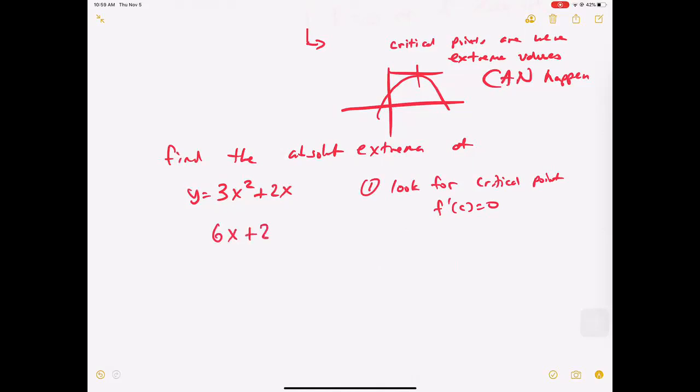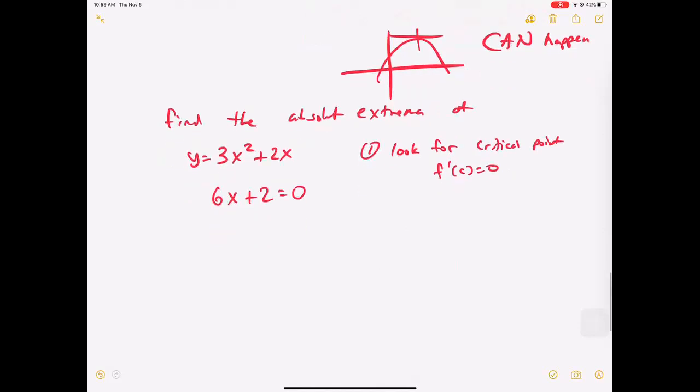6x plus 2 is equal to 0. Okay, 6x plus 2 is equal to 0. Solve for x. Minus 2, minus 2. 6x equals negative 2. Divide by 6, divide by 6. x equals negative 1 over 3. So now that we have at least this part, we can plug it in and look for my y value. Where did you get the 6 from? I took the derivative of x squared.